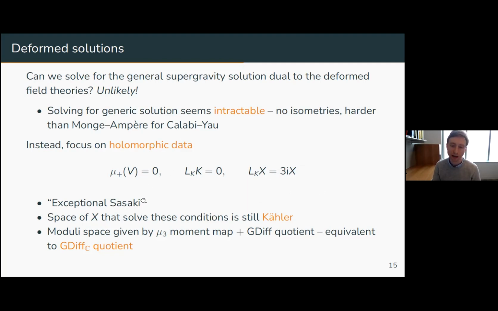So this set of conditions defines something like an exceptional Sasaki structure where we drop the Einstein condition, and they roughly translate to having an N=1 field theory that's supersymmetric, but isn't conformal. And then finding the full solution is going to be something like a renormalization group flow to solve the last remaining condition. Importantly, the space of these geometric structures X that solve these conditions is Kähler, so that gives us some nice geometry. And the final supersymmetry condition, this third moment map, is effectively given by imposing the moment map and then quotienting by the symmetry group, or equivalently, we can just quotient by the full complexified group directly. And we're going to use this to argue that these solutions exist.